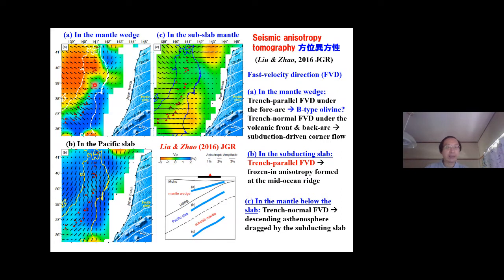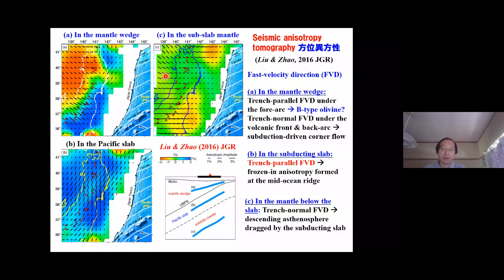Once again, we can see the fast velocity direction beneath the volcanic front and the back arc area is oriented toward the northwest and the southeast. So this certainly reflects the subduction driven corner flow in the mantle wedge. But in the subducting slab, the fast direction is trench parallel, which may reflect the slab deformation and also maybe shape preferred orientation due to the normal force produced at the outer rise area.